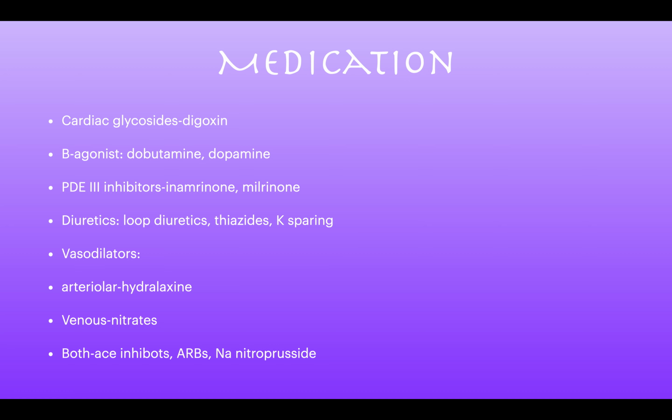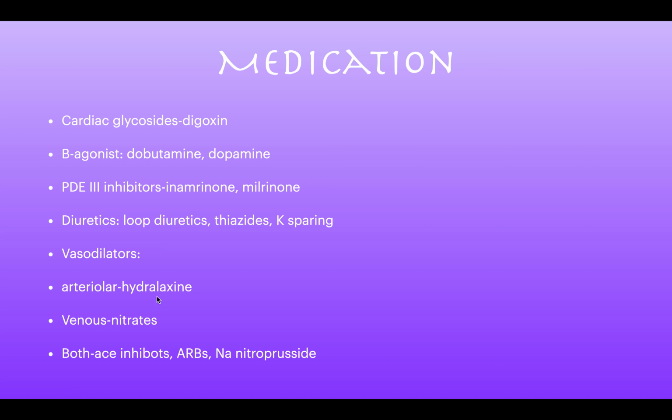Cardiac glycosides, digoxin, is going to be used to decrease the heart rate and decrease the workload on the heart. Beta agonists, dobutamine and dopamine. PDE3 inhibitors, inamrinone and milrinone. Diuretics, of course, loop diuretics, thiazides, and potassium sparing.